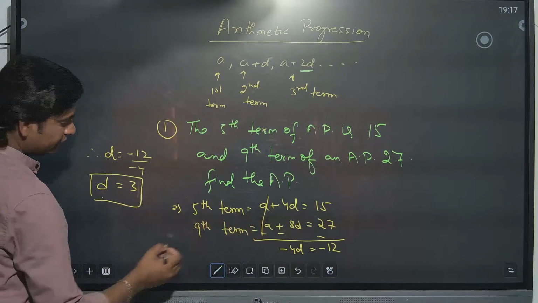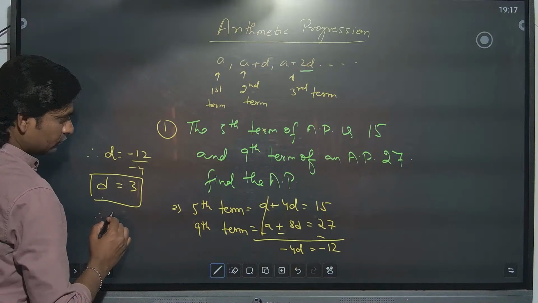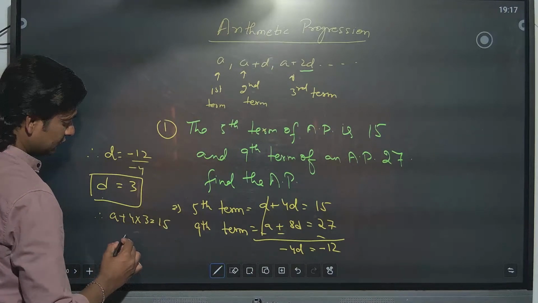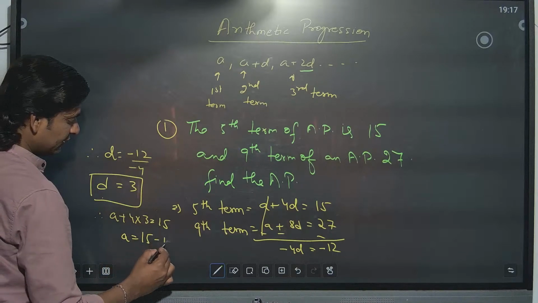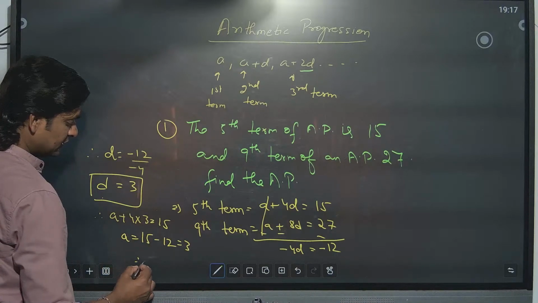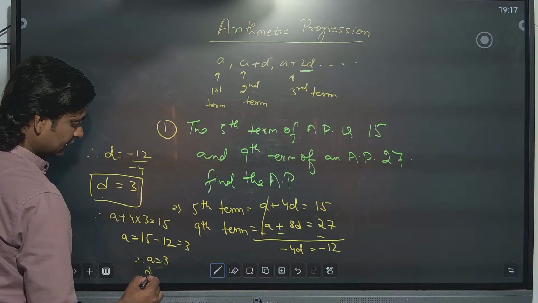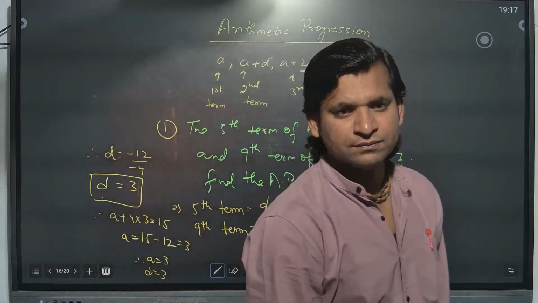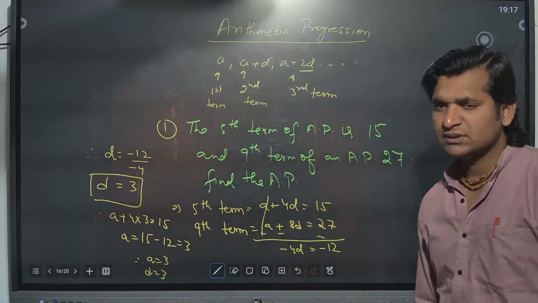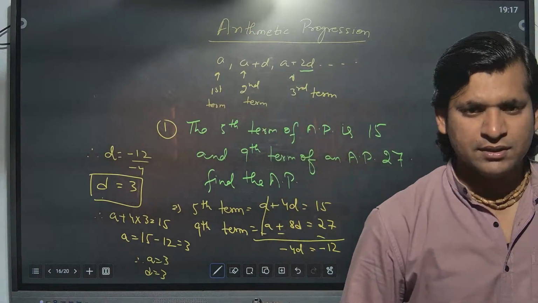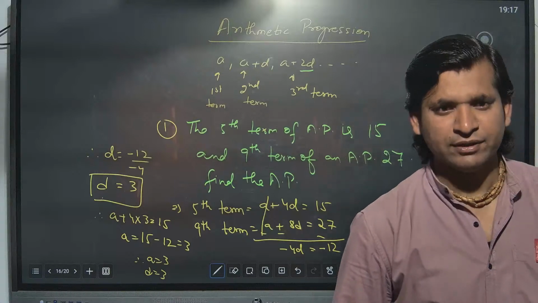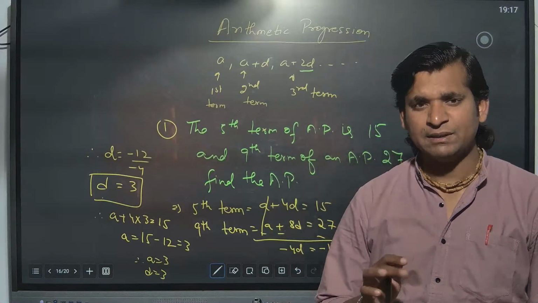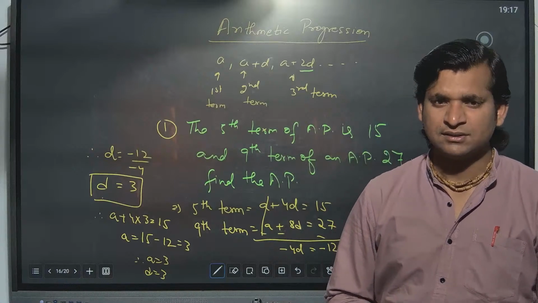Put this d in any equation. So what do you get? a plus 4 into 3 is equal to 15. So a is equal to 15 minus 12, that is nothing but 3. So a is equal to 3 and d also 3. So easily you can find out the AP. So these kinds of word problems they will give. They will not ask you directly to find the 10th term, 12th term, 18th term. No. They will give application based questions on this chapter.